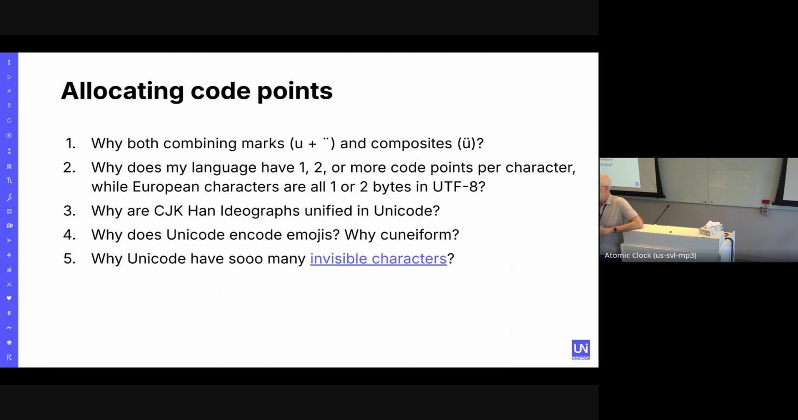What we do is slowly, over time, say, well, you know, this character was really a mistake. We're going to deprecate it. We're not removing it. We just discourage you from using it, or something like that.